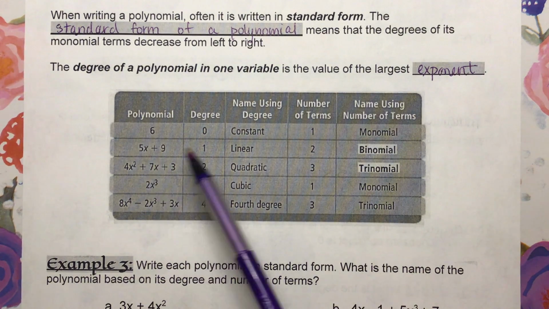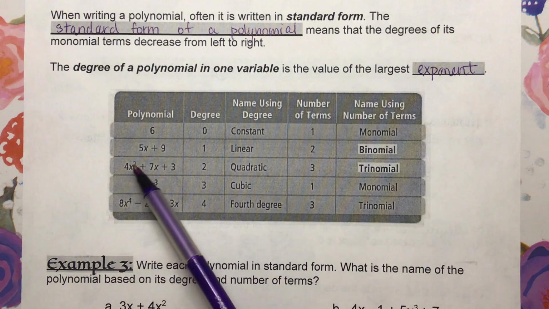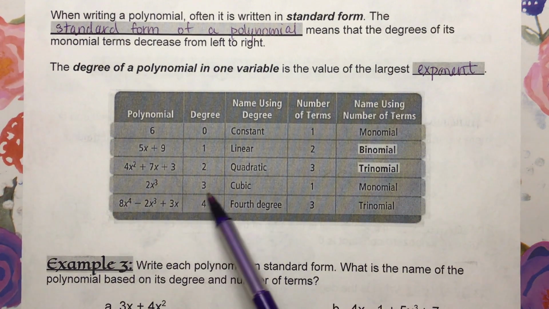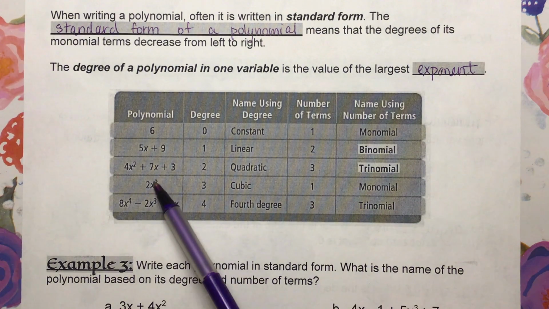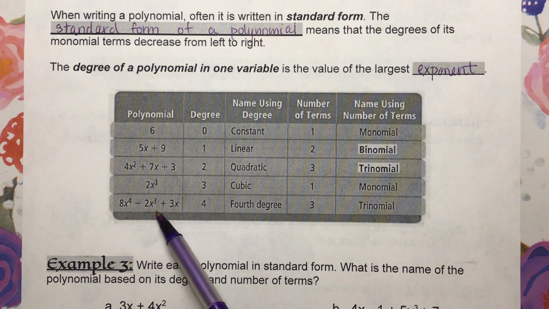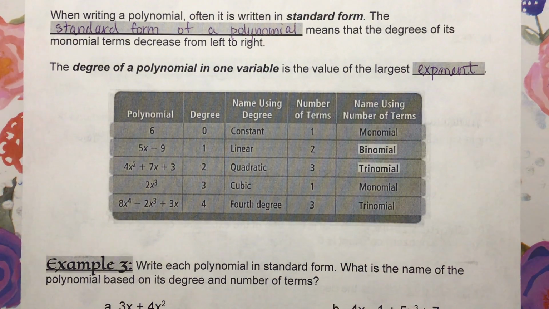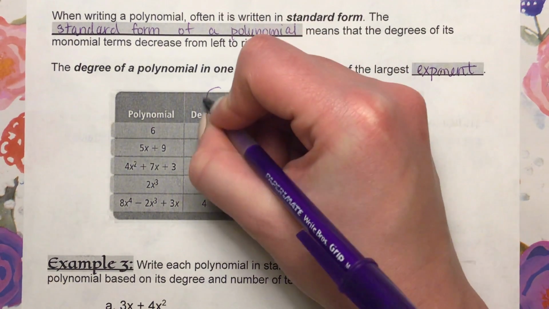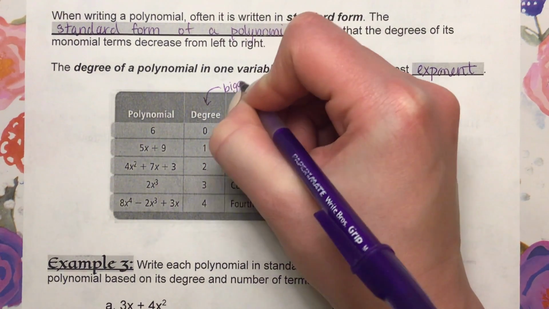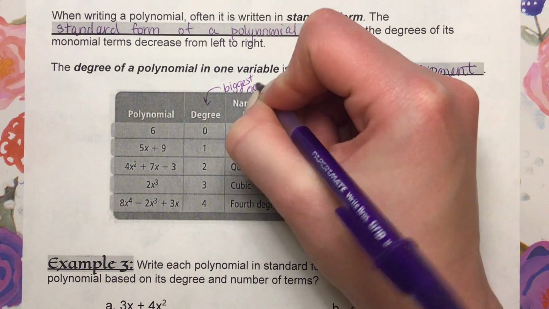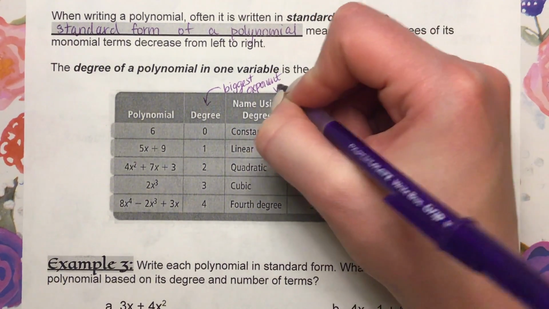This guy has a degree of 2 because the biggest exponent is 2. This example has a degree of 3 because the biggest exponent is 3. And this one has the biggest exponent as a 4, so it has a degree of 4. So the degree is talking about the biggest exponent. So I'll put that there, biggest exponent value.